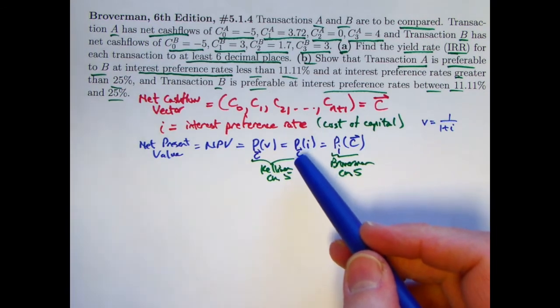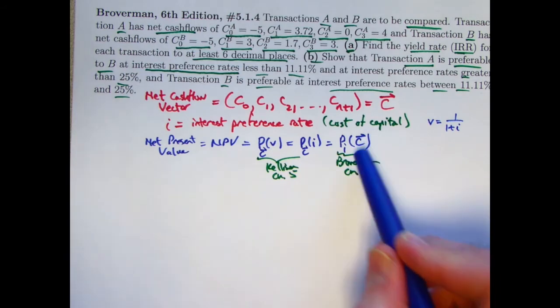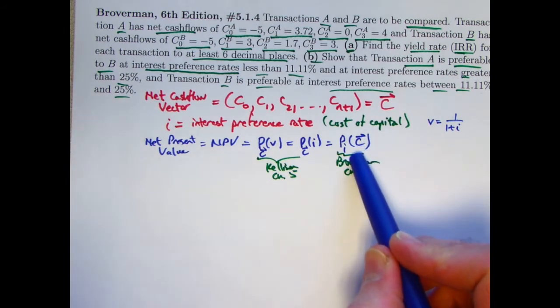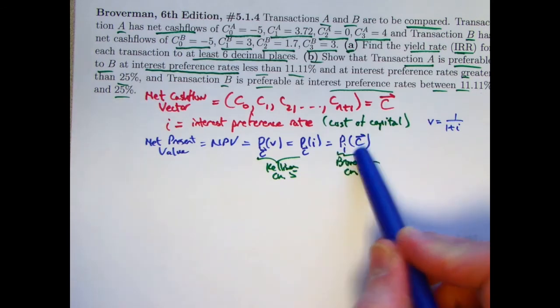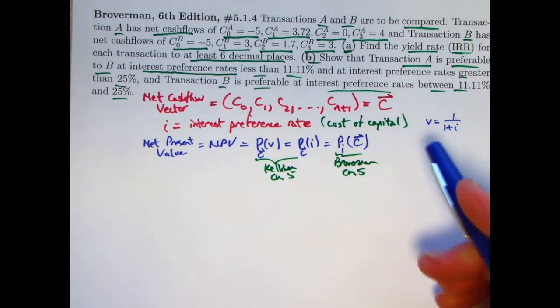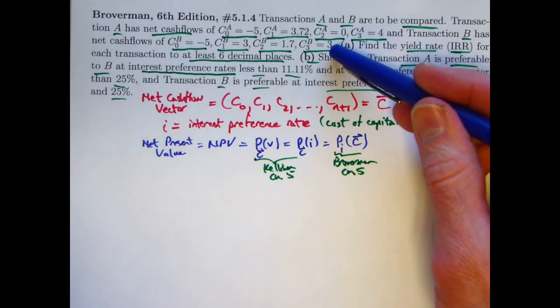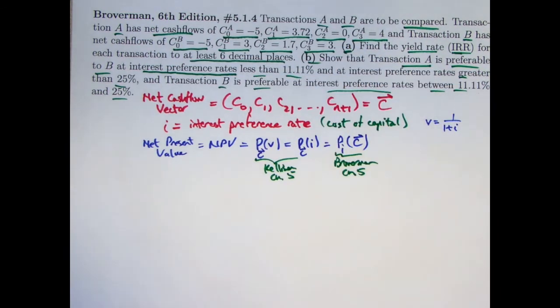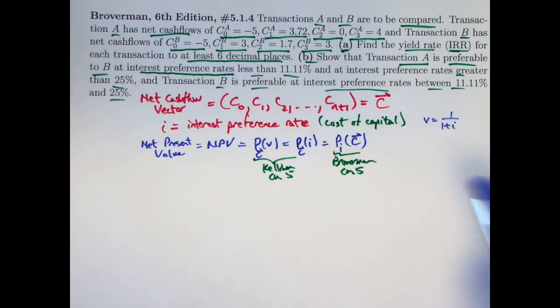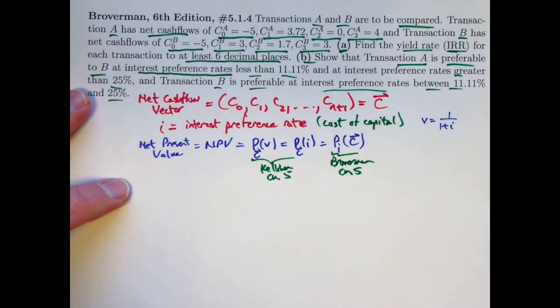And I actually will do that here, though I'm going to use this notation. You would be more prone to use this notation in general if you want to think of I as fixed and let C be a variable. So for a given interest preference rate, a given fixed value of I, you'd be comparing different transactions. But since we're comparing two transactions for different values of I, really both are variables. So, I'll go ahead and use this because that's what Broverman's using in chapter 5. But I think the main thing is just don't worry about it. It's not a big deal which notation you're using as long as you understand what's going on.